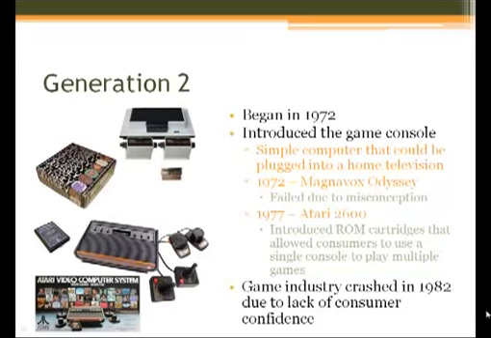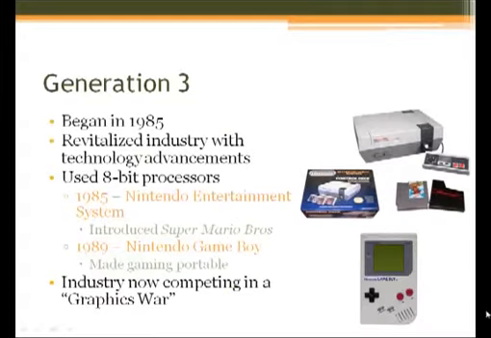In 1977, Atari released the Atari 2600. The Atari 2600 revolutionized the game industry as we know it. They introduced ROM cartridges that allowed consumers to use a single console to play multiple games. You just simply had to change out your cartridge. Around 1982, the game industry began to crash due to a lack of consumer confidence. However, fortunately, in Generation 3, Nintendo saved the industry around 1985 with the release of the Nintendo Entertainment System.